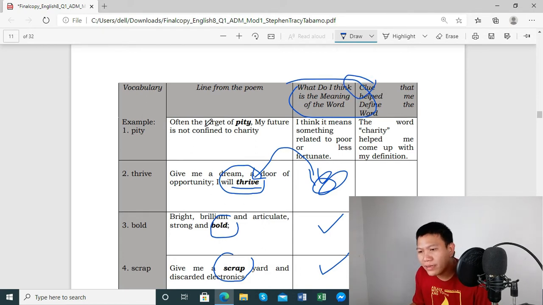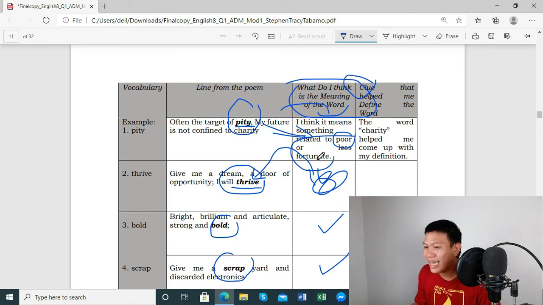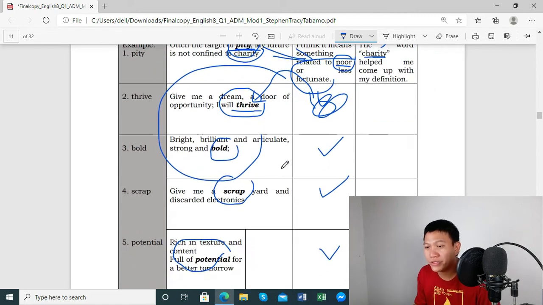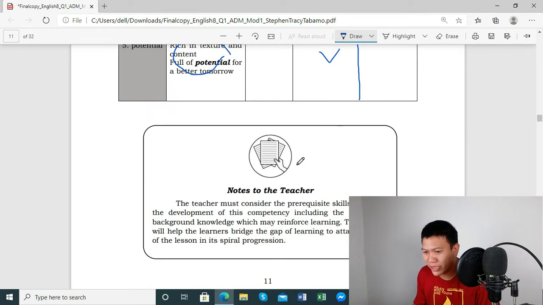Example, often the target of pity, my future is not confined to charity. When we say pity, what does it mean? It says here, it's like something related to poor, mahirap, or less fortunate. That is his idea. So what is the clue? The person wrote charity. Pag may charity, we often conduct charity works. Nagko-conduct tayo ng charity works para sa mga poor. So that is the clue. You can do it also on the other numbers. Understood? Okay, let's move forward.